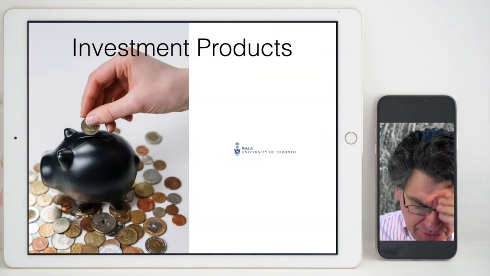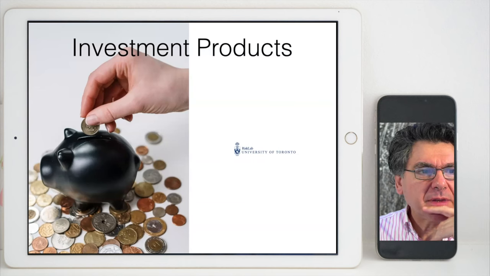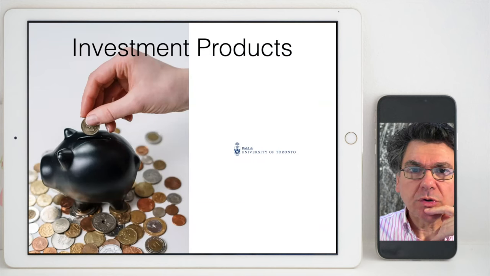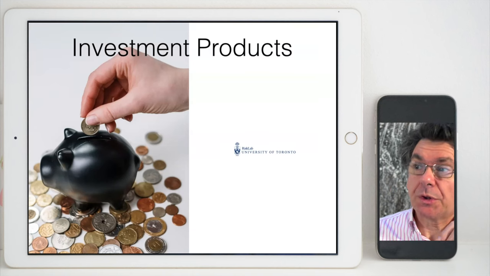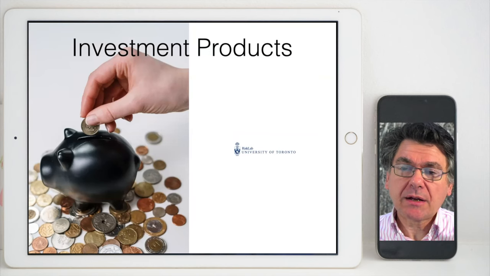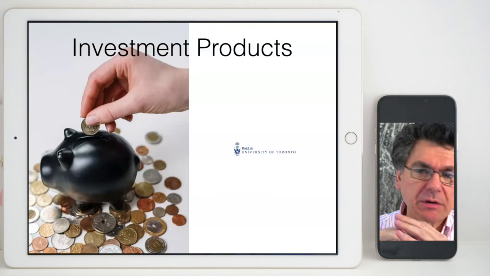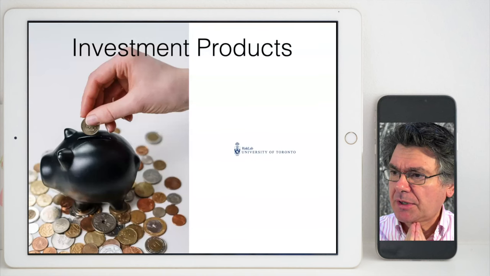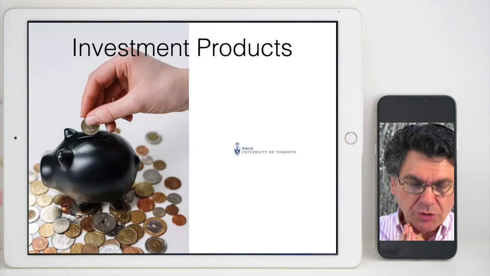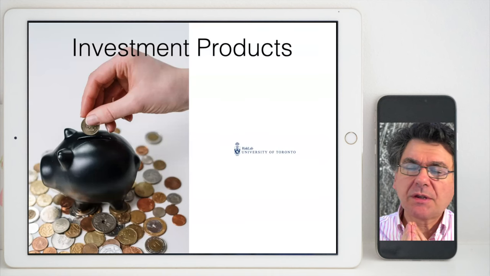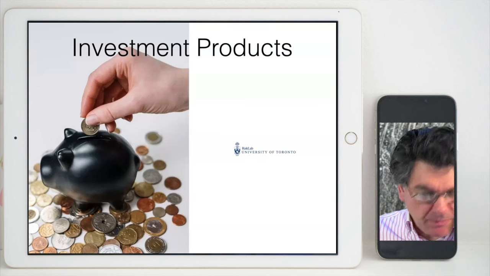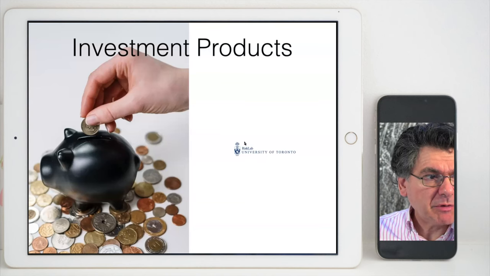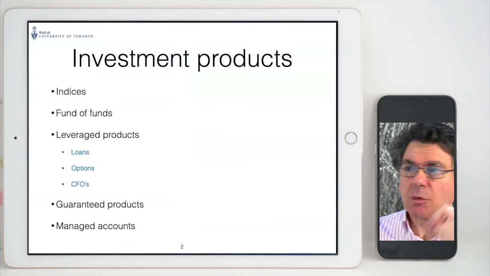And the reason is that these investment products exist in different types. So I want to describe the main ones so that you understand what they are. Once we know that, we will be able to then make use of the quantitative machinery that we have developed to create interesting investment strategies that use these products. The main discussion today is going to be around the concept of the indices.